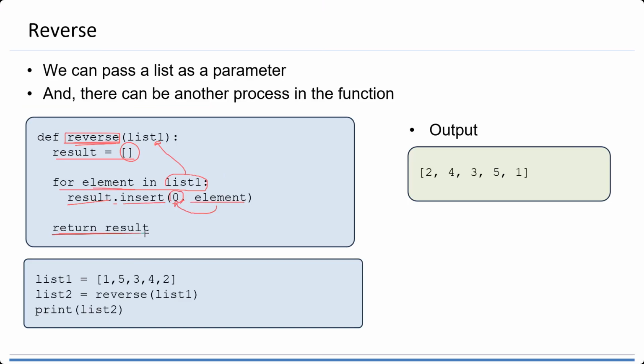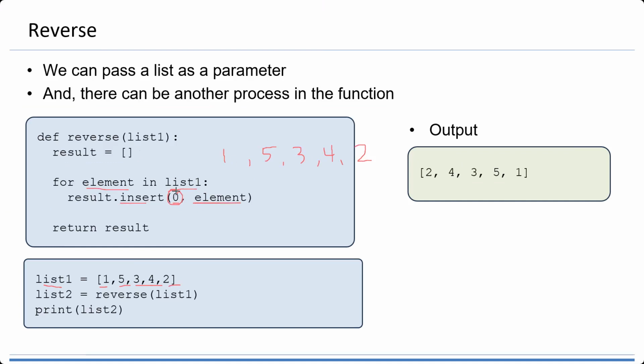It means we want to see if the value of list 1 is [1, 5, 3, 4, 2]. When we do the insert(0, element), what does it mean by 0?